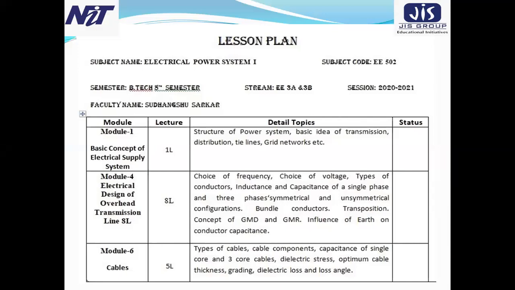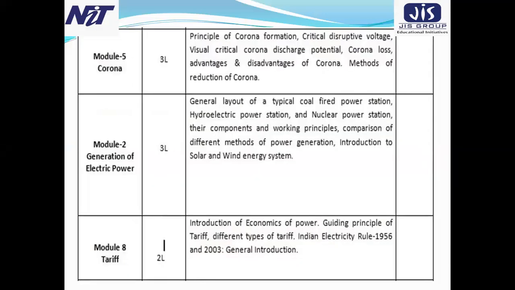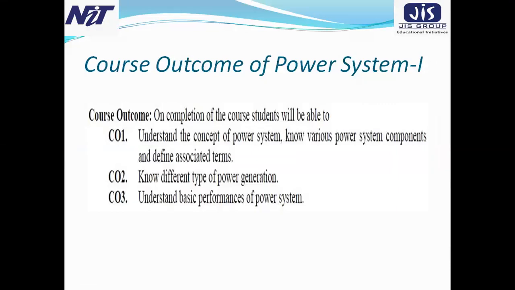So this is the lesson plan. I have to cover a total of 6 modules from this plan. Now this is the course outcome of Power System 1. We have a total of 3 course outcomes for this particular subject: CO1, CO2 and CO3. In CO1: understand the concept of power system, know various power system components and define associated terms, know different types of power generation, understand basic performance of power system. These are basically the outcomes.